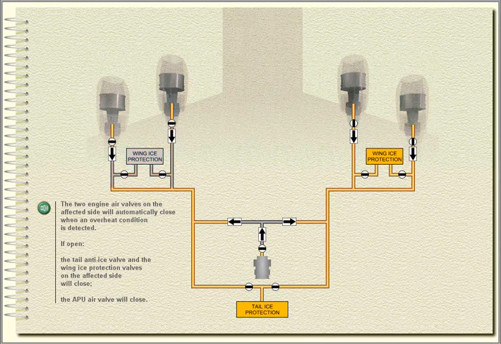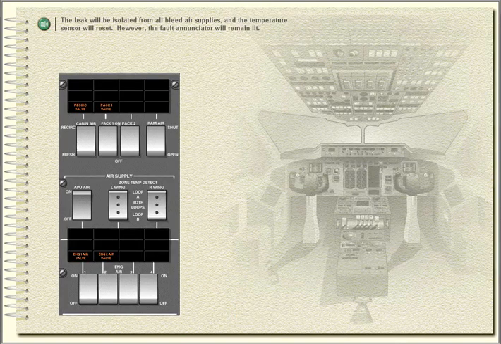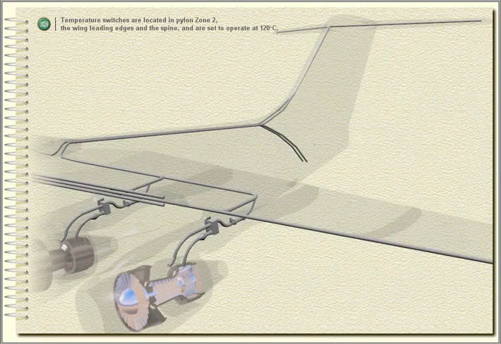The two engine air valves on the affected side will automatically close when an overheat condition is detected. If open, the tail anti-ice valve and the wing ice protection valves on the affected side will close. The APU air valve will close. The leak will be isolated from all bleed air supplies and the temperature sensor will reset. However, the fault annunciator will remain lit.